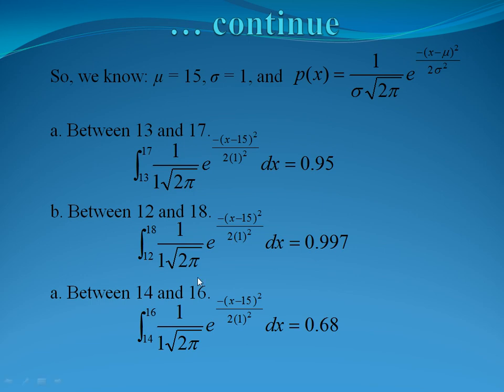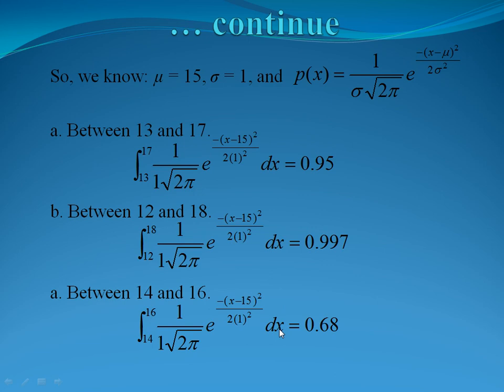Now for the last one, we're going to look between 14 and 16 inches. That's a smaller interval than 13 to 17 because now there's an inch shaved off either side. So we expect it to be less than 95%. So here we integrate from 14 to 16. Again, our mu and sigma don't change. We very carefully plug this into our calculator and we get 68%, which is what we expect because we shrunk the interval.